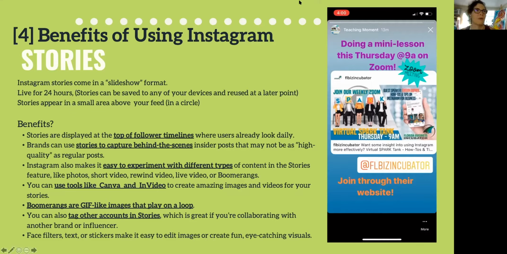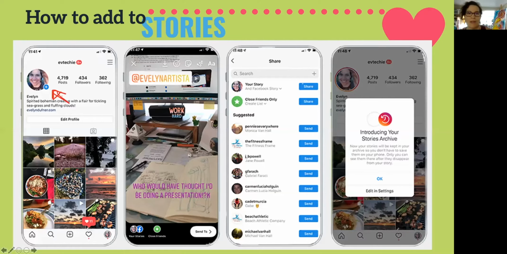And I'm clicking on the wrong screen here. So how do you create a story? I have my Techie account here because my other one already had a story in it, so I lost that for the screen. But there's a little plus sign by your profile. And when you tap that, it opens up the ability for you to then put in a photo or a video or content that you have. You can add words to it, as I did here. Who would have thought I'd be doing a presentation?